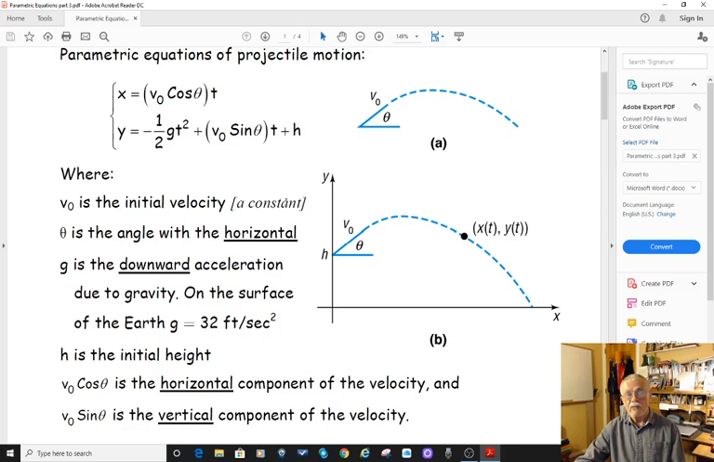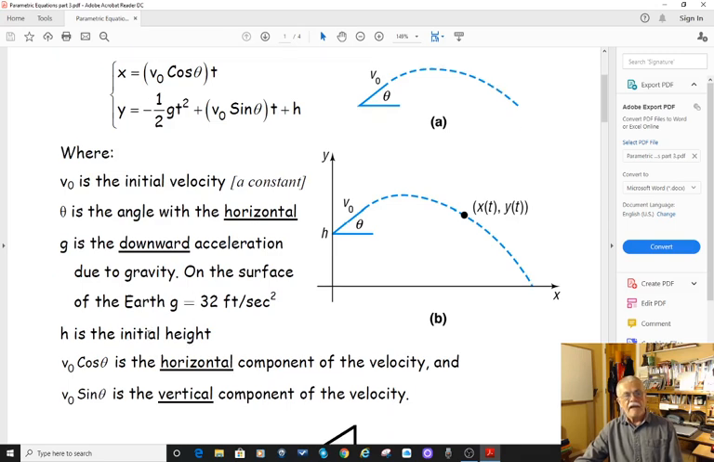If this doesn't have a rocket engine or a jet engine to it, the initial velocity is going to be pulled down by gravity. Theta is the angle with the horizontal. g is the downward acceleration due to gravity on the surface of the Earth. It's 32 feet per second squared. Since gravity acts downward, we have the negative here.